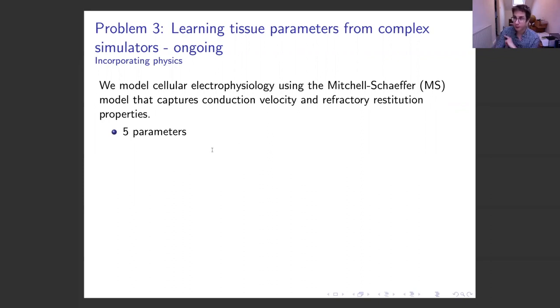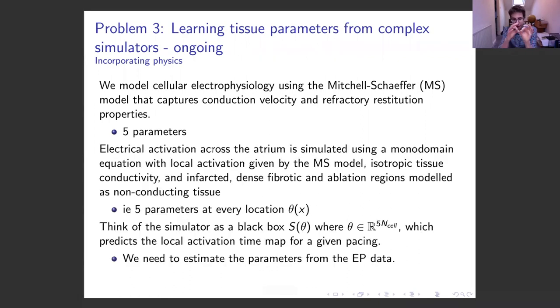But that's for a single cell, if you like. So the conduction velocity through a small region of tissue. We then join lots of regions of tissues together into a model of the atrium, so an organ level model, using the monodomain equation. Okay, so this tells us how the waves spread at each location. The Mitchell-Schaefer model gives us the velocity of each thing. So we're going to get five parameters that vary by location.